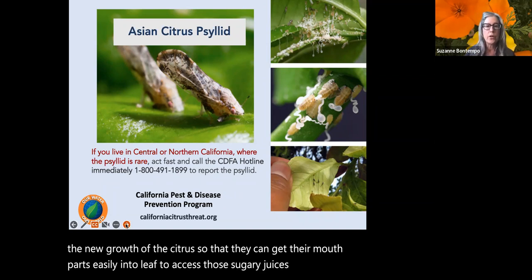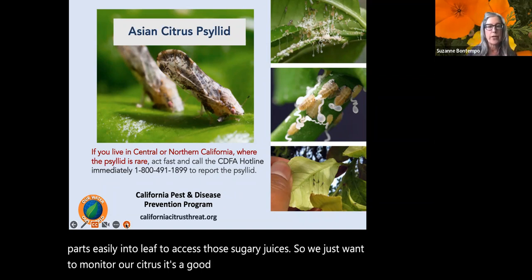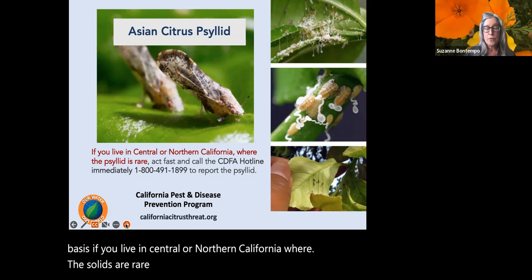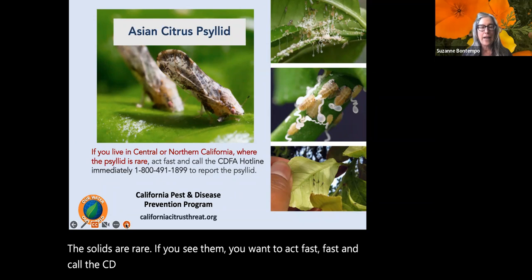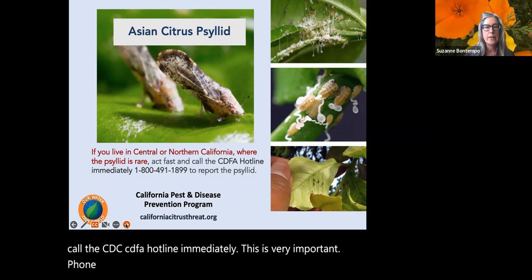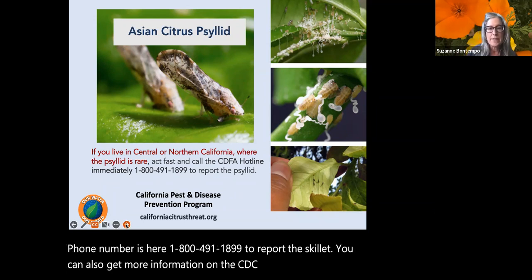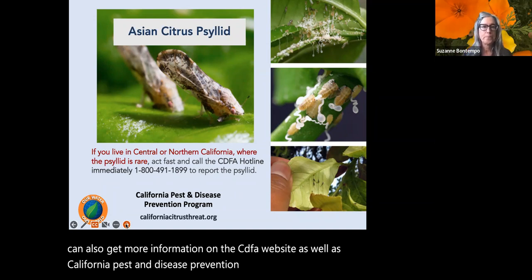So we just want to monitor our citrus. It's a good idea to monitor on a regular basis. If you live in Central or Northern California, where the psyllids are rare, if you see them, you want to act fast and call the CDFA hotline immediately. It's very important. Phone number is here, 1-800-491-1899, to report the psyllid. You can also get more information on the CDFA website, as well as the California Pest and Disease Prevention Program.